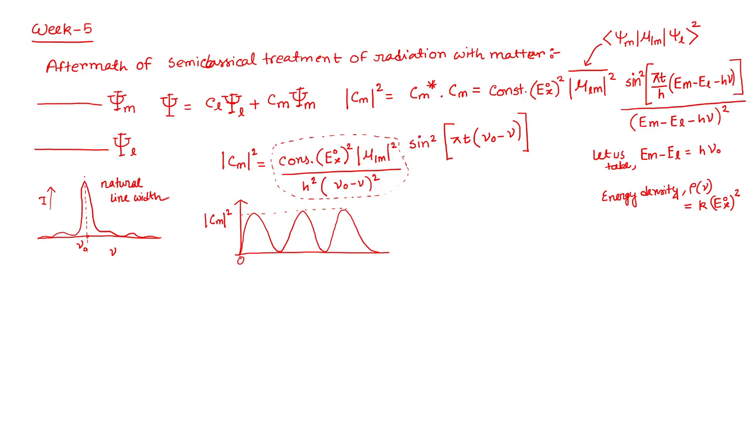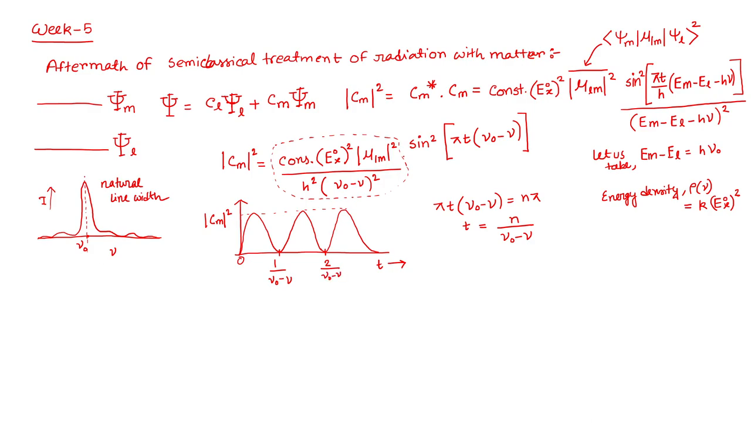Now, you tell me, for one period, the cm square will come to 0. And where will it come to 0? It will come to 0 at some angle where this pi t, nu 0 minus nu, is going to be n pi, right? So if this is the time axis, the first time it is going to be 0 is 1 by nu 0 minus nu. And then the second time, it is going to be 2 by nu 0 minus nu.